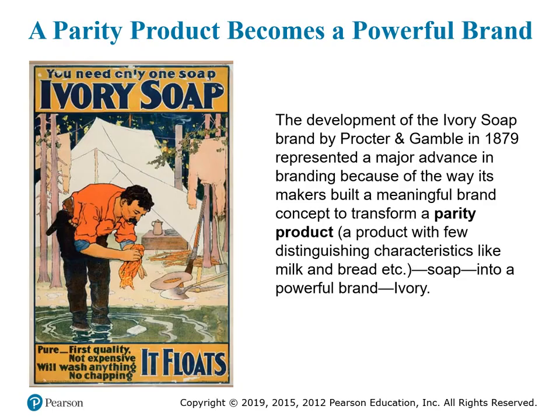So Ivory Soap, brand by Procter and Gamble in 1879, represented a major advancement in branding because of the way its makers built a meaningful brand concept to transform a parity product, or product that has very few distinguishing characteristics, like soap, yeah. So Ivory Soap is a product which is, what's the difference between one brand of soap compared to another brand of soap? So that is something which is looked upon. So you have milk and bread, yeah, as being other parity products that would be having little distinguishable characteristics.